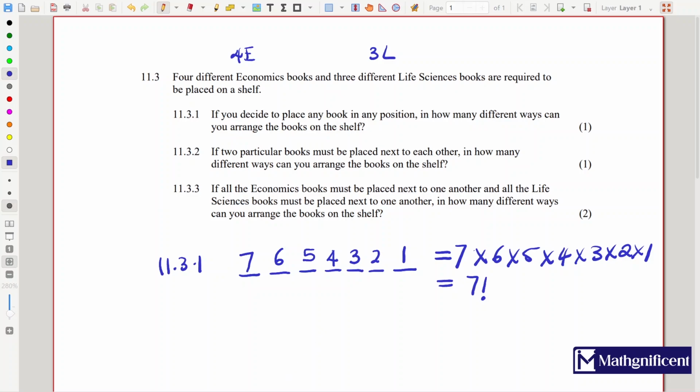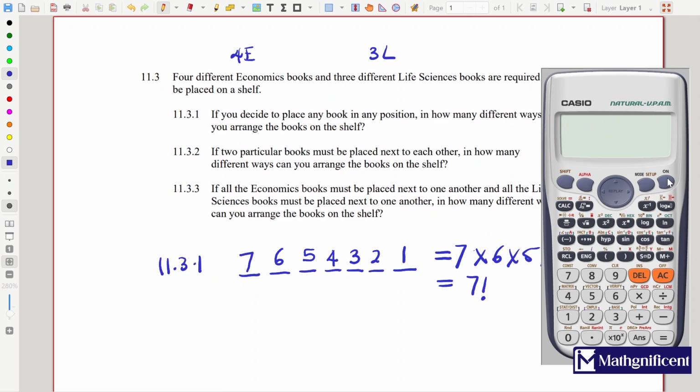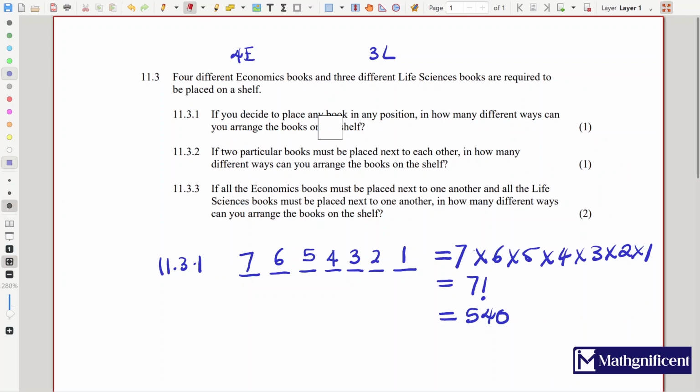So let's just quickly do that. 7 factorial. So it's 7, then shift here, then we are going to have 5040 here. So quickly write this. So this is going to be 5040 ways. Right, what does this mean? It means that these books can be arranged in 5040 different ways, right? So we have now 11.3.2.